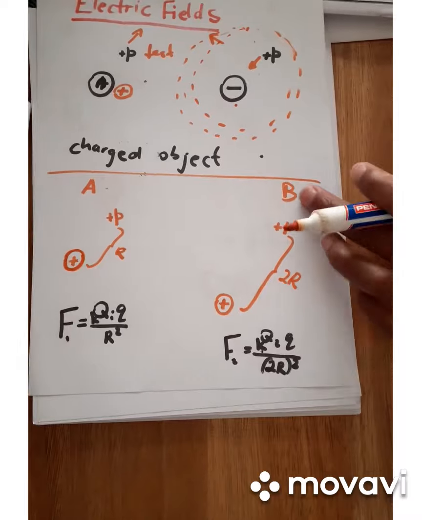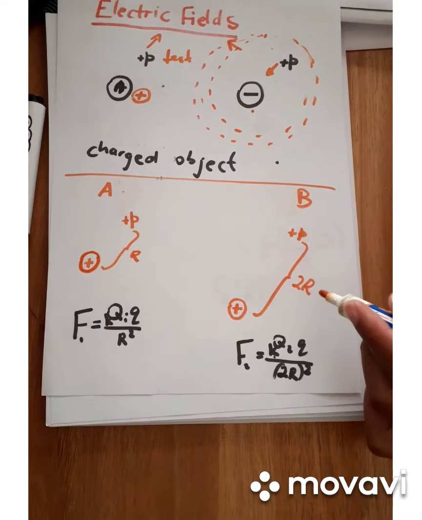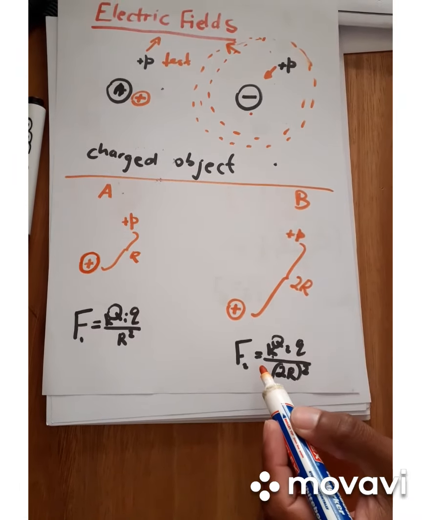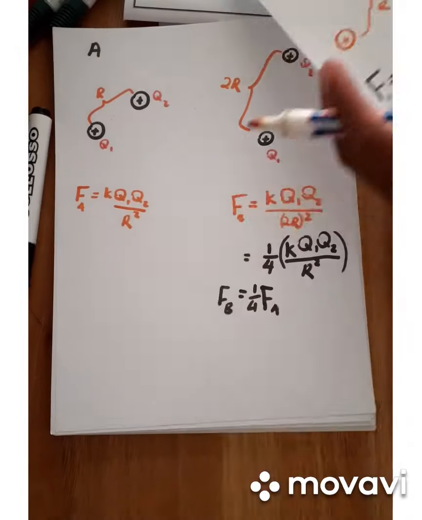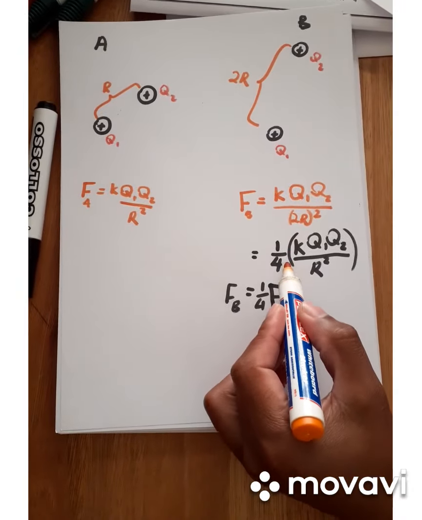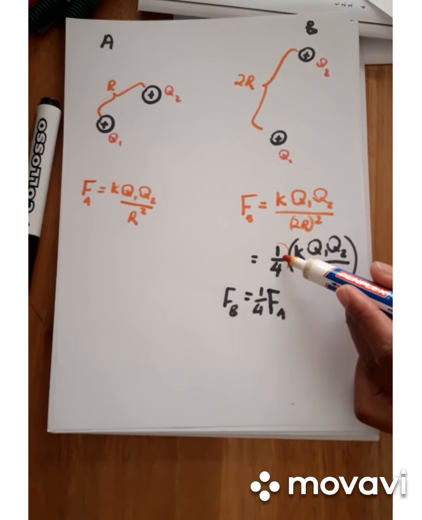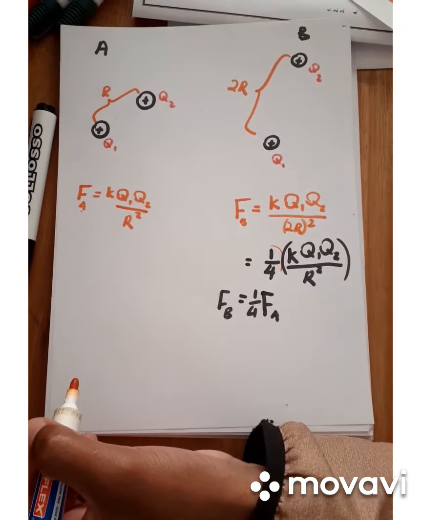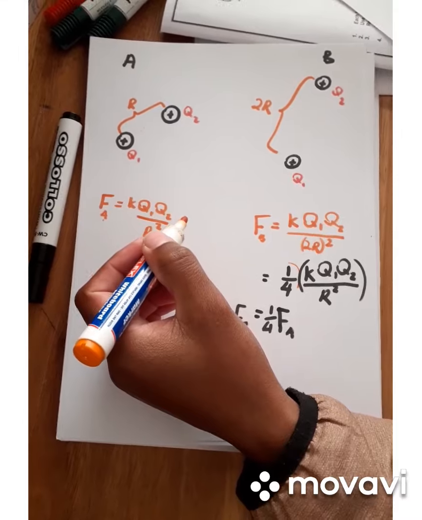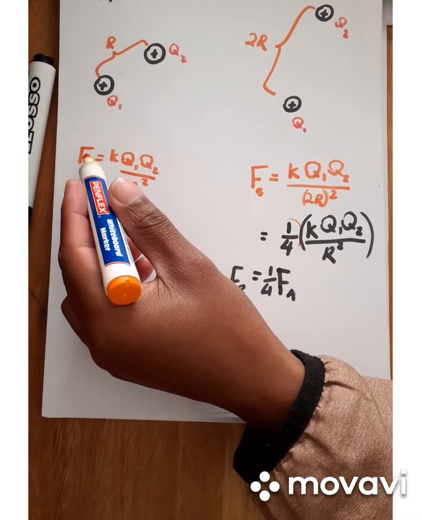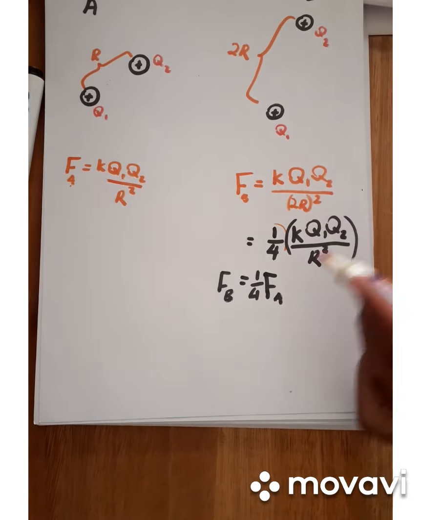But suppose we do the very same thing, but now we increase the distance. You are going to see this charge is going to experience F2. Interestingly enough, this F2 is going to be weaker than F1. It is going to be a quarter of F1. This is according to Coulomb's law, which says that the electrostatic force is inversely proportional to the square of the distance. So if we are increasing the distance, the force decreases.